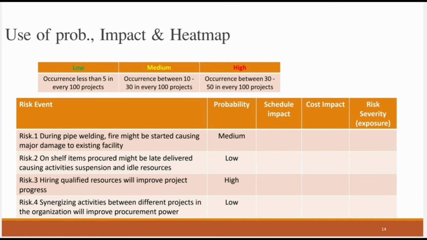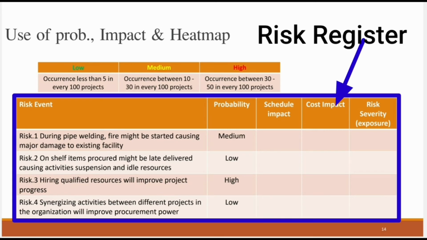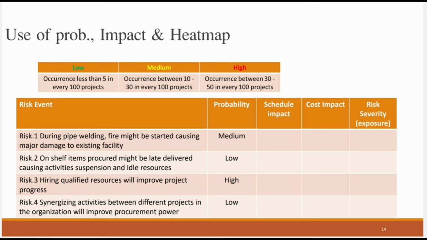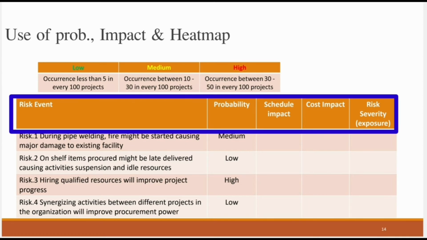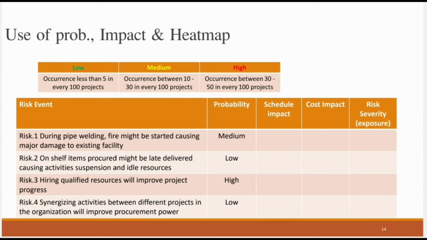In order to be able to use the probability matrix, the impact matrix, and the heat map, we need a risk register. Let's say that this is a risk register template in front of us where we have the risk event, the probability, the schedule impact, the cost impact, and the risk severity or the risk exposure. Let's start populating this risk register, and we'll start with risk number 1.